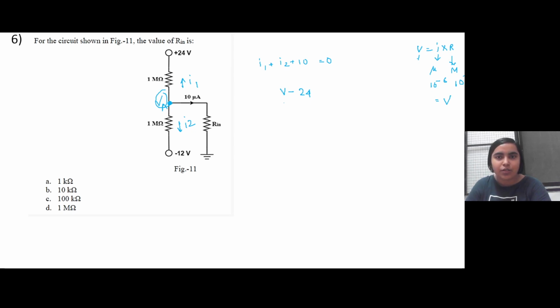So we can simply write V minus 24 by 1, plus for I2 it will be V minus minus 12 by 1, plus 10 will be equal to 0. So it is V minus 24 plus V plus 12 plus 10 will be equal to 0.